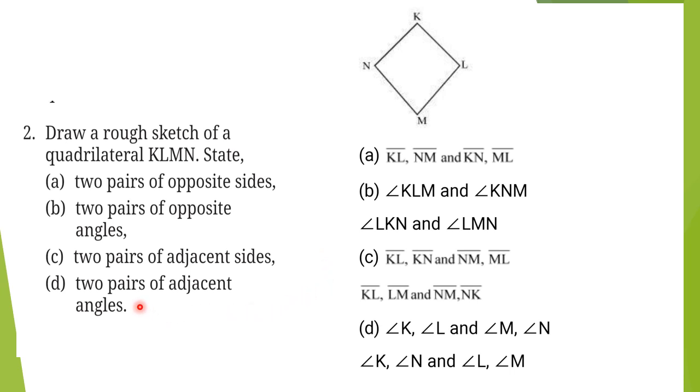Two pairs of adjacent angles. Adjacent angles means angles having a common side. So here angle K and angle L, angle M and angle N, angle K and angle N, angle L and angle M are the four pairs of adjacent angles.